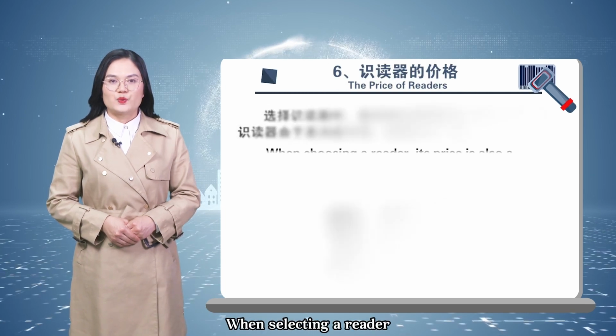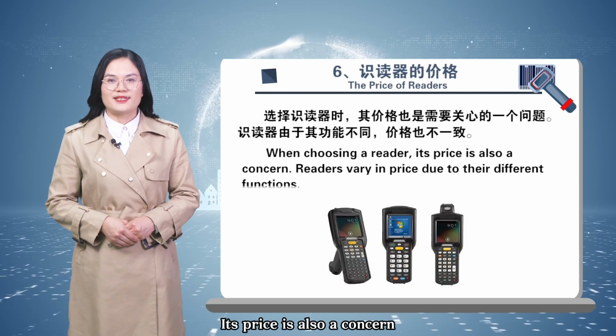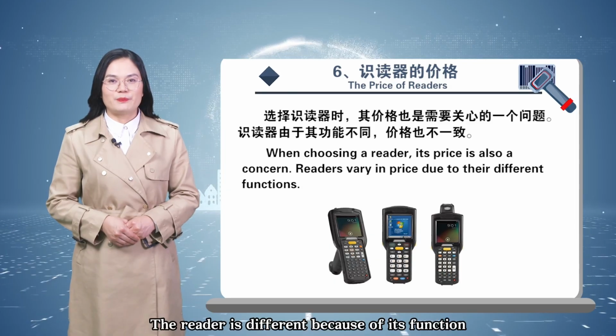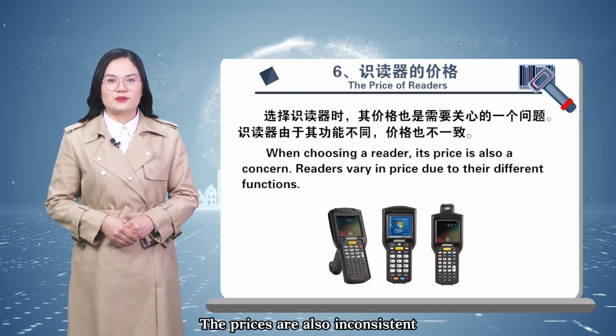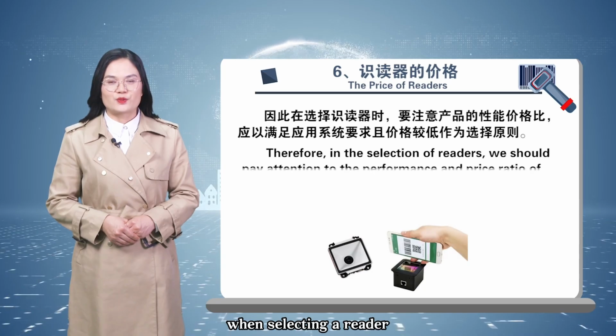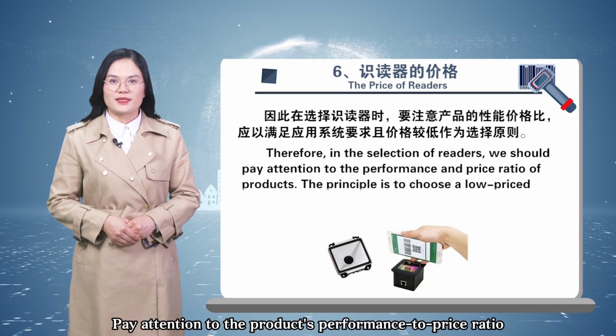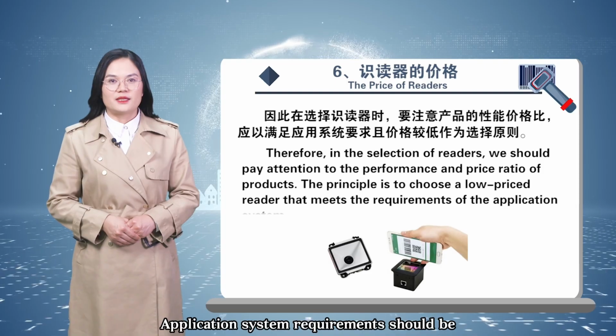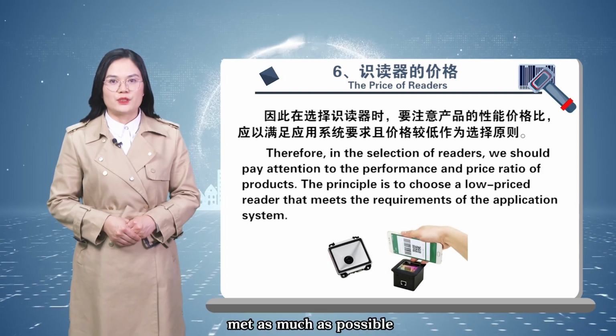6. Price of the reader. When selecting a reader, its price is also a concern. Readers differ in function, so the prices are also inconsistent. Therefore, when selecting a reader, pay attention to the product's performance to price ratio. Application system requirements should be met as much as possible, with low price as a principle.